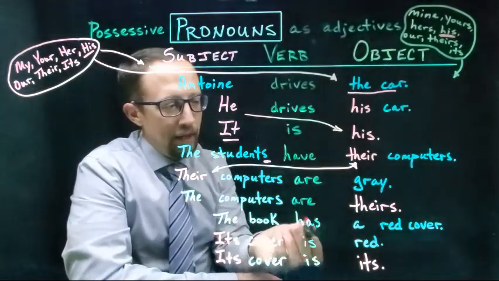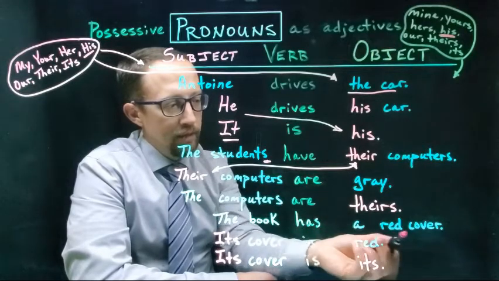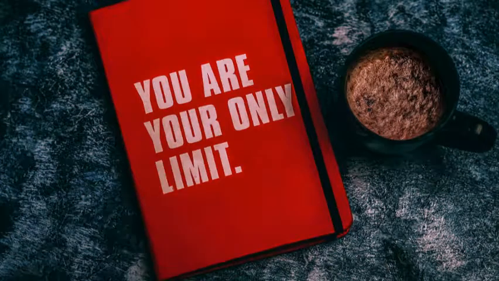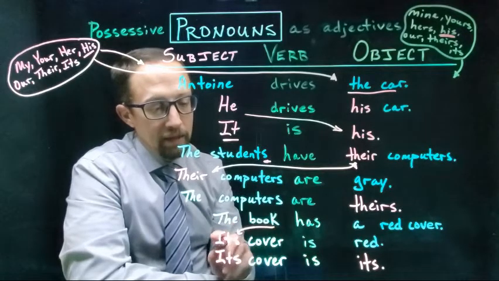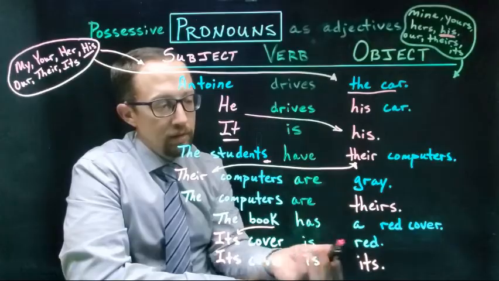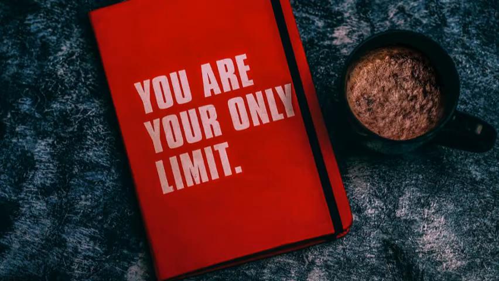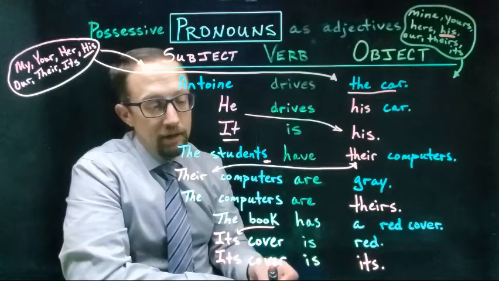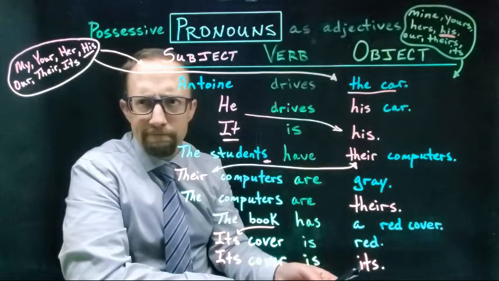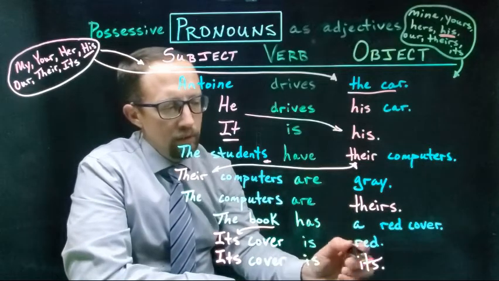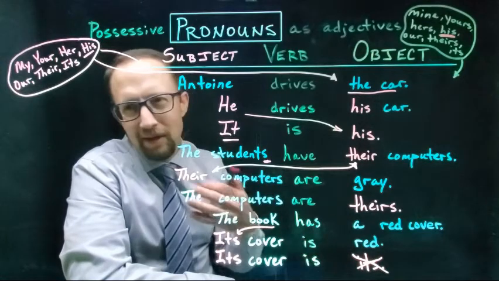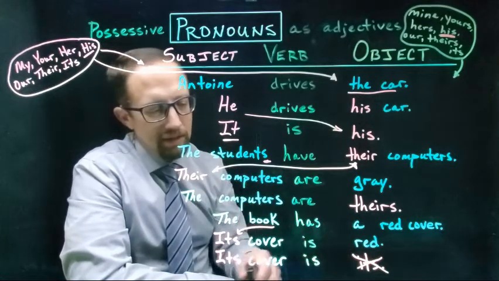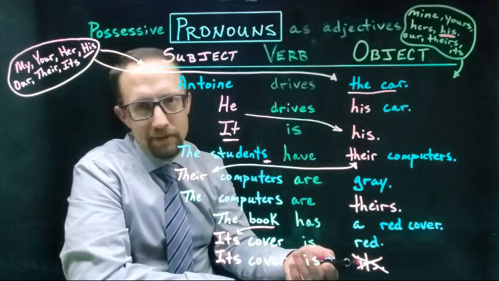The book has a red cover. The book, its cover is red. Its cover is its. Now, we don't really say that. You can say its cover is red, but we don't really say its cover is its.